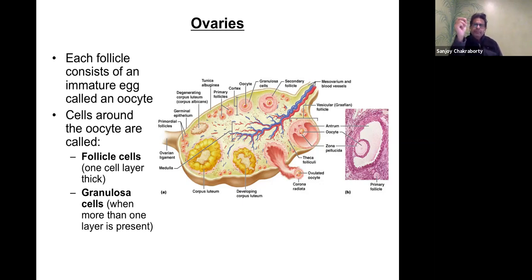The egg is not alone because they are protected in nature. They're protected by layers of cells. If there's only one layer of cells protecting them, we call them follicle cells. Multiple layers protecting them, we call them granulosa cells. Whether they're one layer or multiple layers, the egg and those protecting cells together we call follicle. So that's the background knowledge number one.